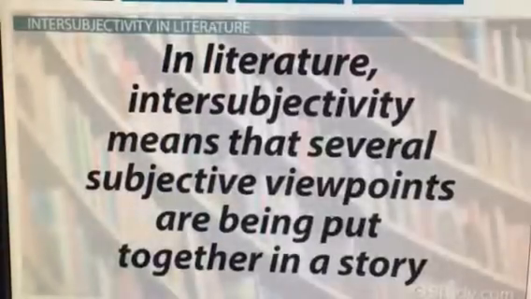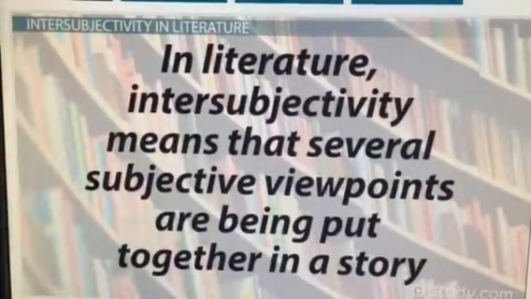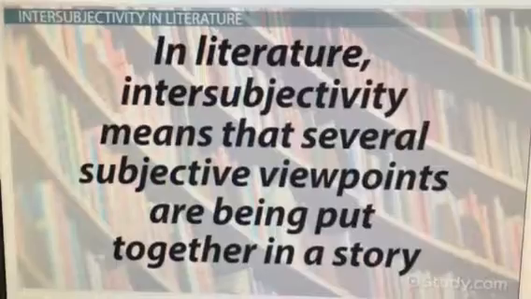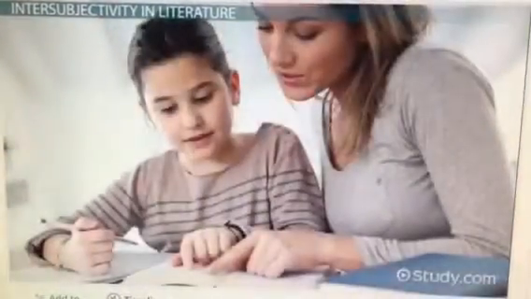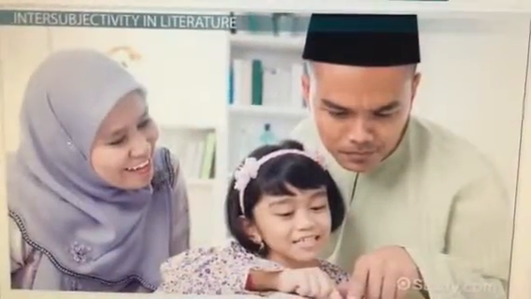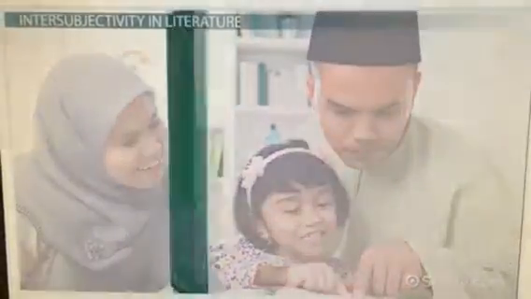In literature, intersubjectivity means that several subjective viewpoints are being put together in a story. Each character has his or her own unique opinion of the events that are happening. These subjective characters may meet and influence each other's viewpoints. A person may also be affected by larger cultural norms in addition to other individuals.